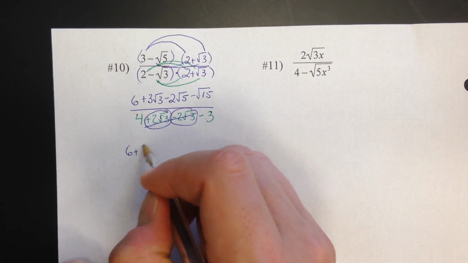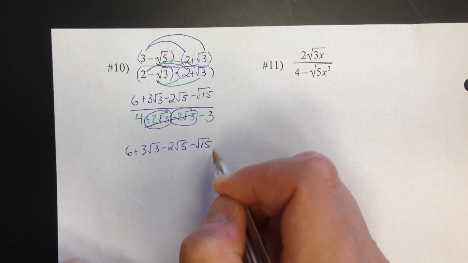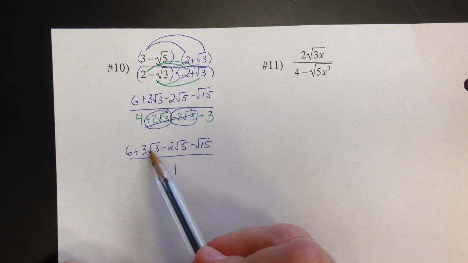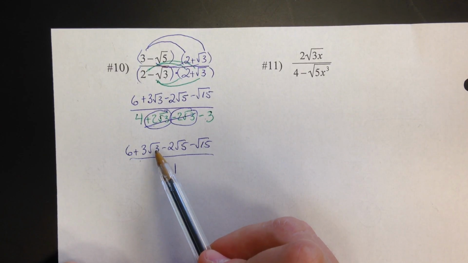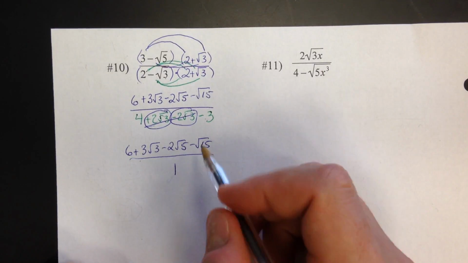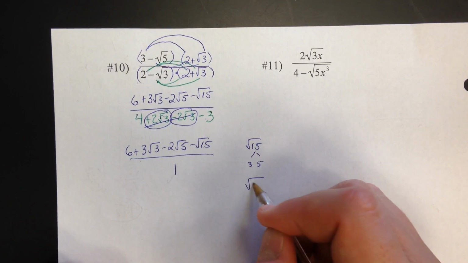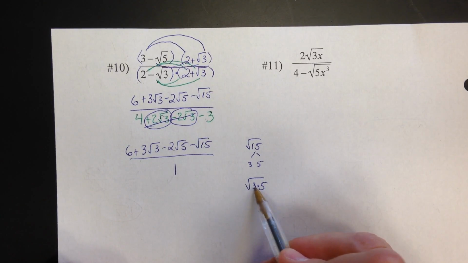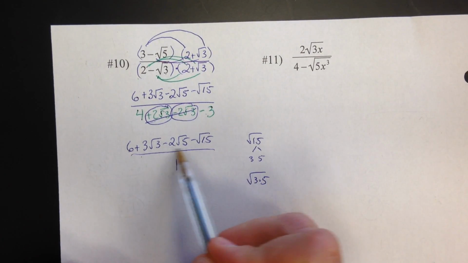So what we get is 6 plus 3 root 3 minus 2 root 5 minus the square root of 15 over 1. And actually, that's as far as we can go. We cannot combine any of the terms in the top. They're not like terms. Square root of 3 is different from square root of 5, which is different from square root of 15. Now you may say, okay, wait a minute, square root of 15, 3 and 5. However, I can't pull anything out of that because they're not perfect squares. It's not the same number. I have no pairs that are the same. So actually, this is our solution.